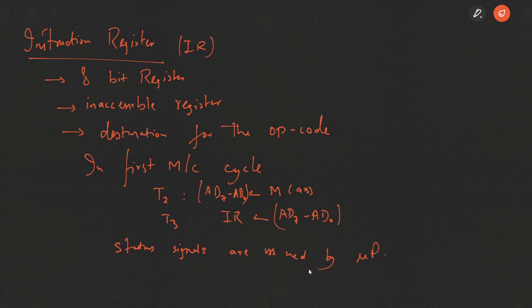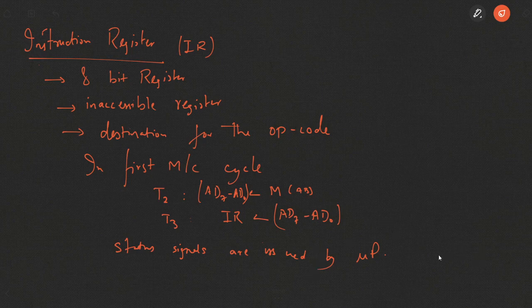As we have discussed, you have two status signals, S0 and S1. For the opcode fetch machine cycle, S1 and S0 both will be equal to 1, while IO/M will be equal to 0. So we have discussed these status signals. In case of a write operation, S1 will be 0, S0 will be 1. In case of a read operation, S1 will be 1 and S0 will be 0. So that we have already discussed previously also.